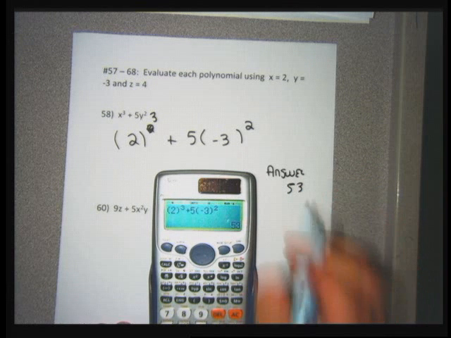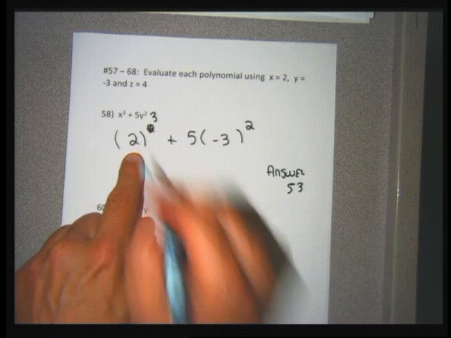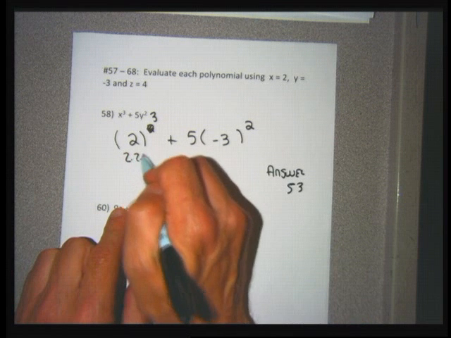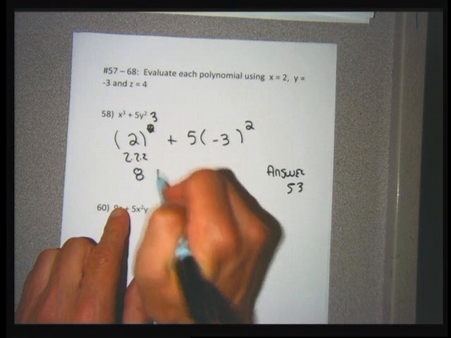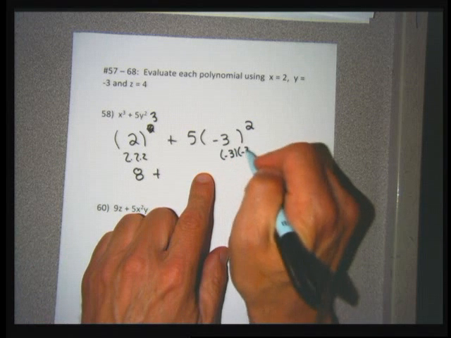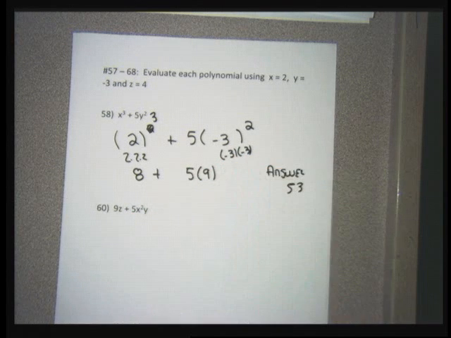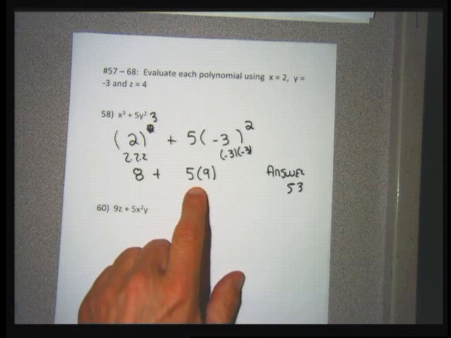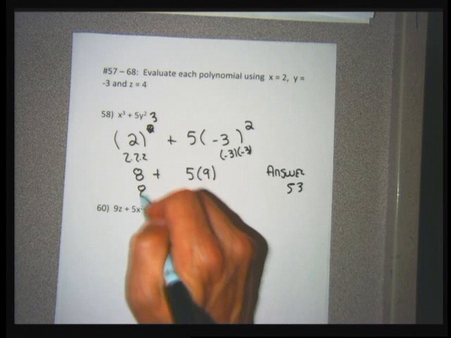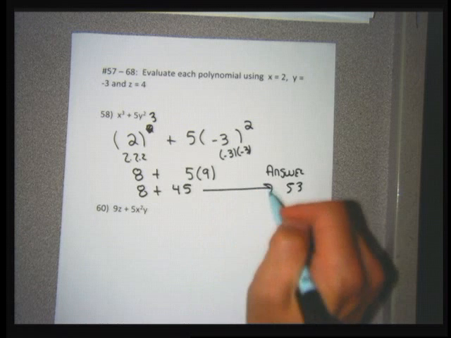If I wanted to do this by hand, you do orders of operations, you do exponent first. 2 cubed is 2 times 2 times 2, which is 8. And negative 3 squared is negative 3 times negative 3, which is positive 9. So for orders of operations, after I plug the numbers in, I do the exponents. Next step in the orders of operations here is this multiplication, which is 5 times 9. And 5 times 9 is 45. And then 8 plus 45 is going to take me to 53.